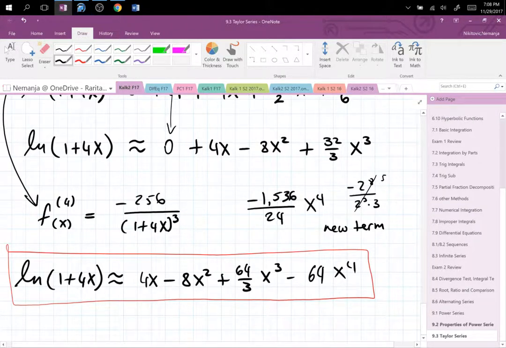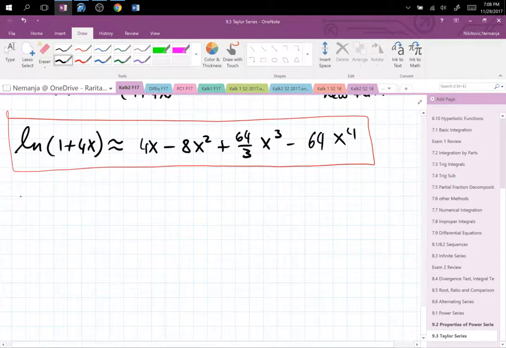Another one? Of course, you love this stuff. That's power. Especially the power series.